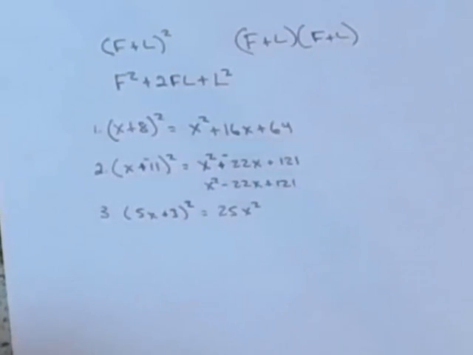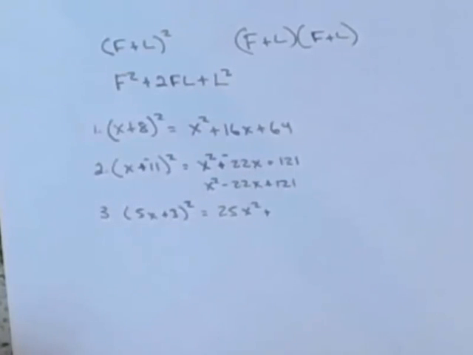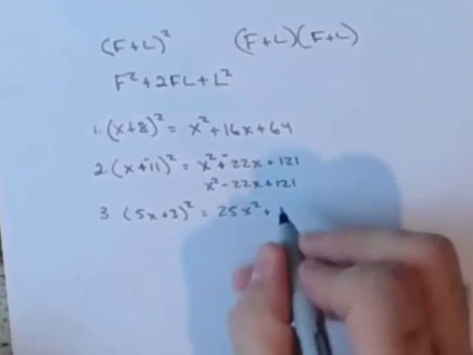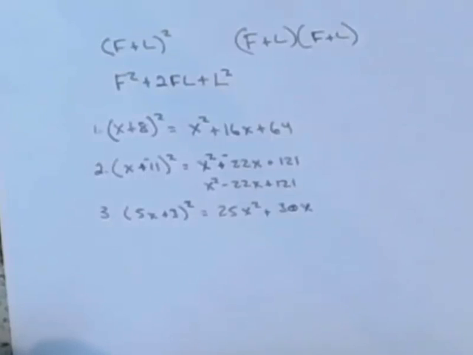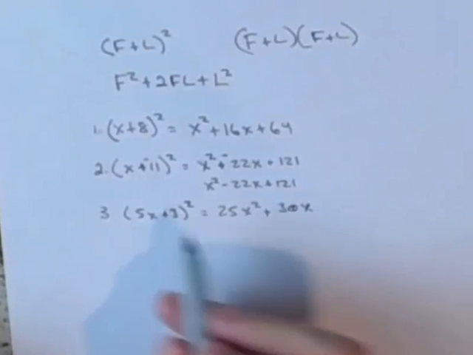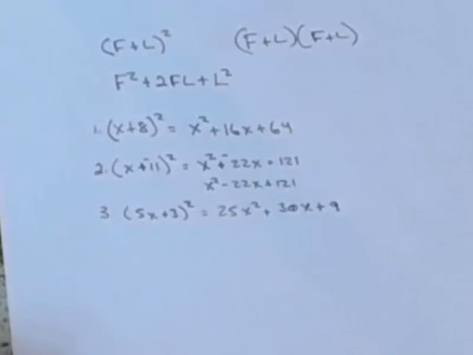Plus 2 times first times last. Well, 2 times last, let's do that one first, because 2 times last would be 6 times first. 6 times 5x gives us 30x, and then the last squared plus 3 times 3 is 9. So the answer to number 3 is 25x squared plus 30x plus 9.